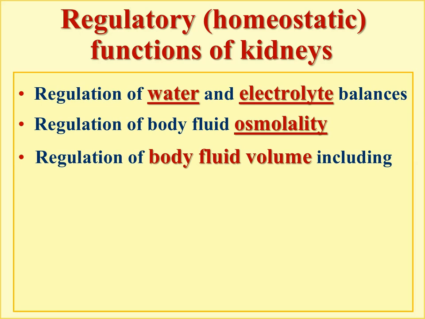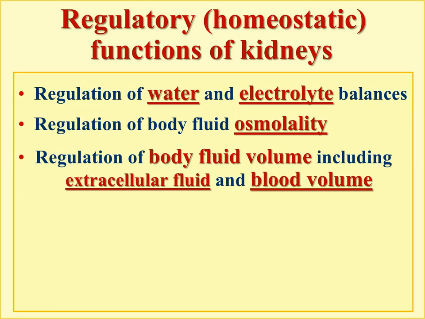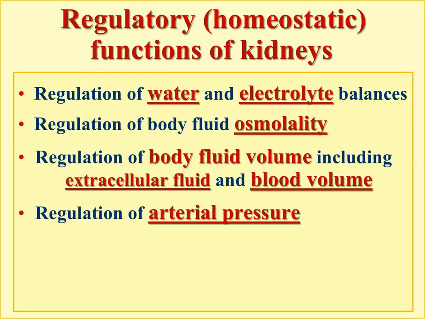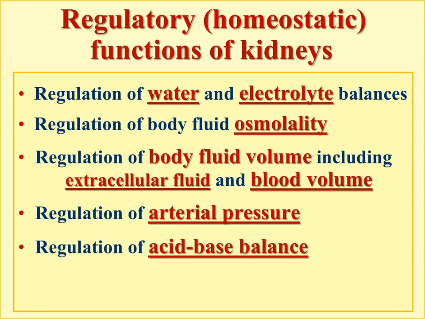Regulation of body fluid volumes. It includes the extracellular fluid volume, and as a part of this extracellular fluid, the blood volume, an important function of the kidney. Regulation of arterial blood pressure. It's based on the previous regulation of fluid volume, because one of the most important factors for blood pressure is the blood volume. Regulation of acid-base balance. Kidneys are able to excrete an excessive amount of H+ ions or excrete less, and HCO3- ions can be excreted predominantly.